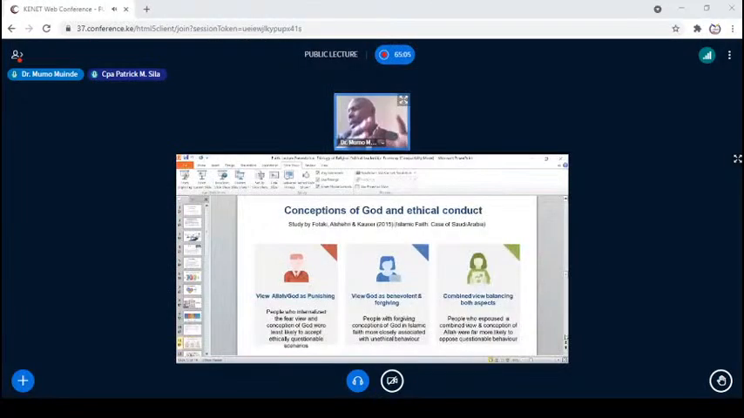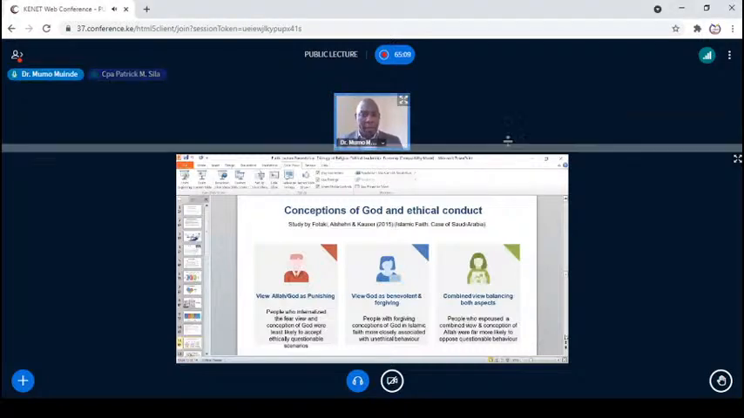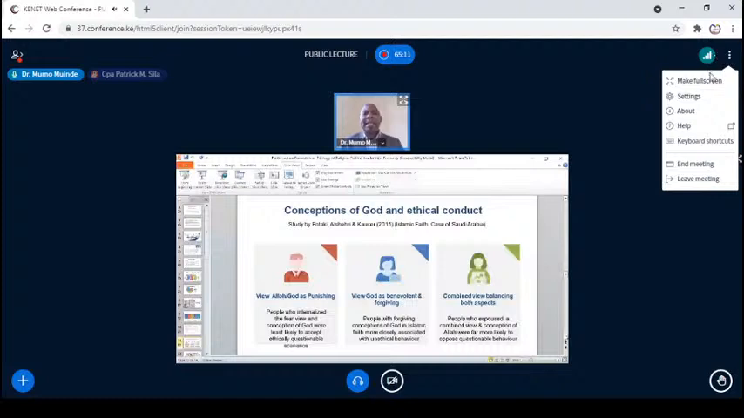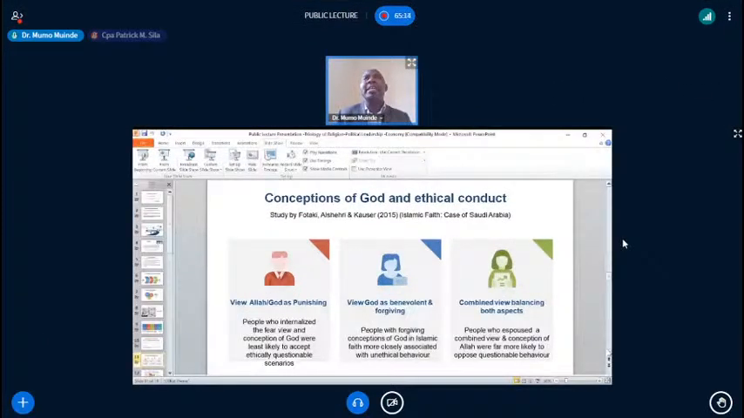One, where God is seen as punishing. And then the second one is when God is seen as benevolent and forgiving. And then the third attribute they looked at is a mix of the two, a hybrid where at one point people view God as punishing, but at the same time forgiving and benevolent. Now, when they did this study, the results were quite intriguing.